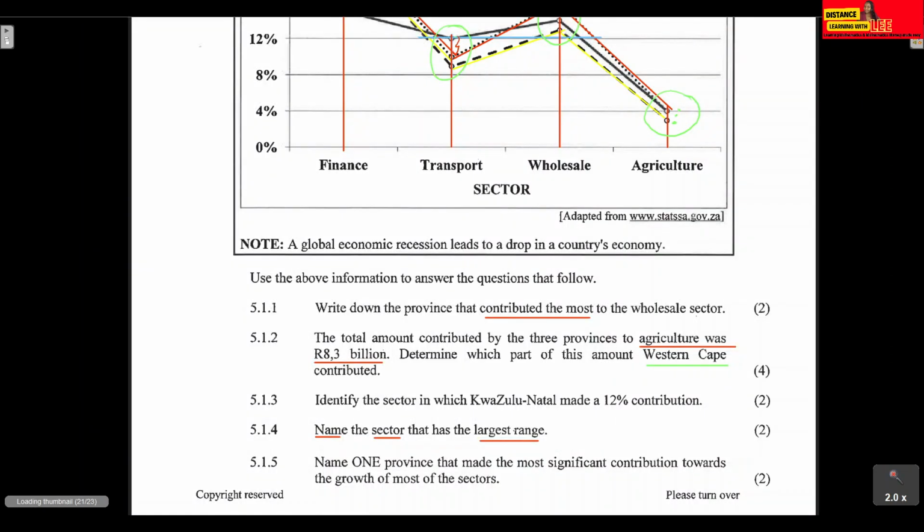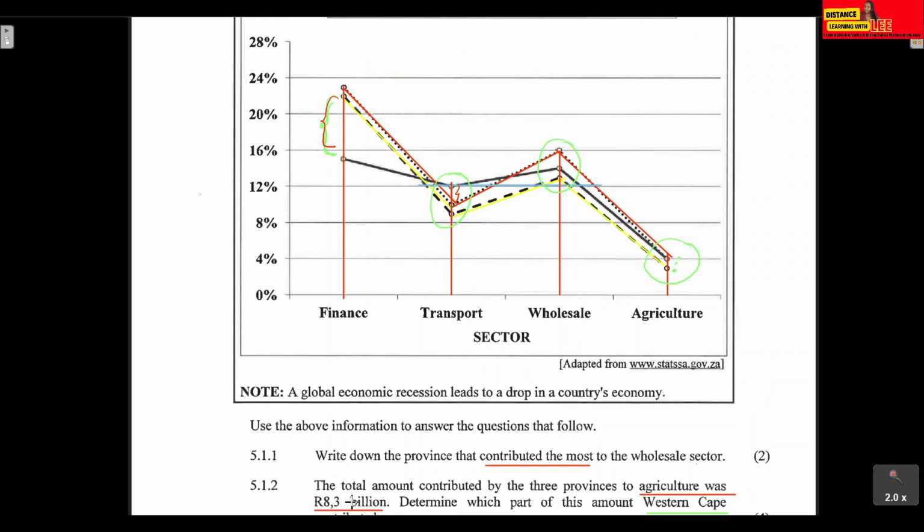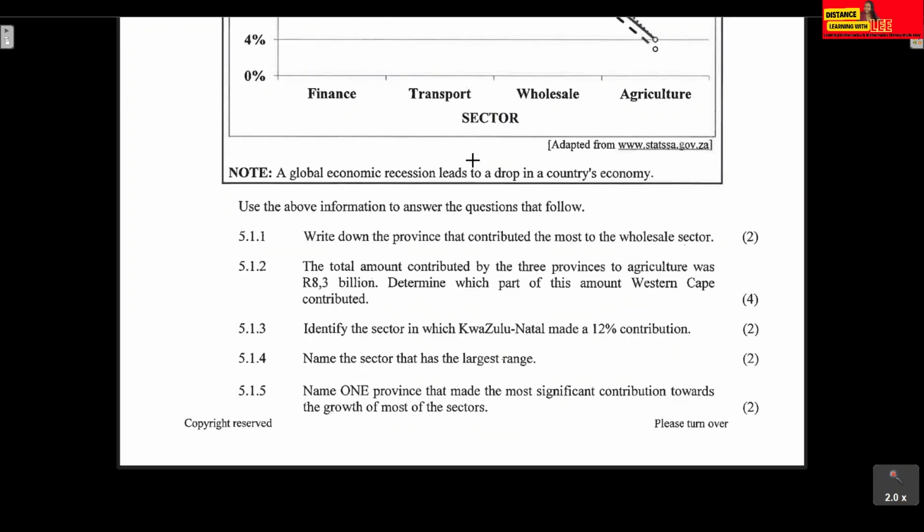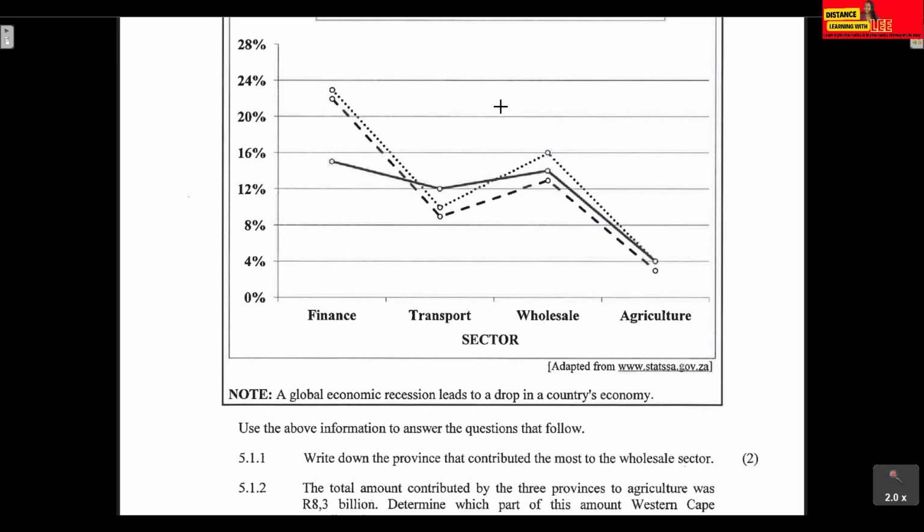And the last question: name one province that made the most significant contributions towards the growth of the most sectors. How can you answer this question? If you're looking at these line graphs, we want to see which province made the most contributions, which province contains the highest percentages for most of these sectors.